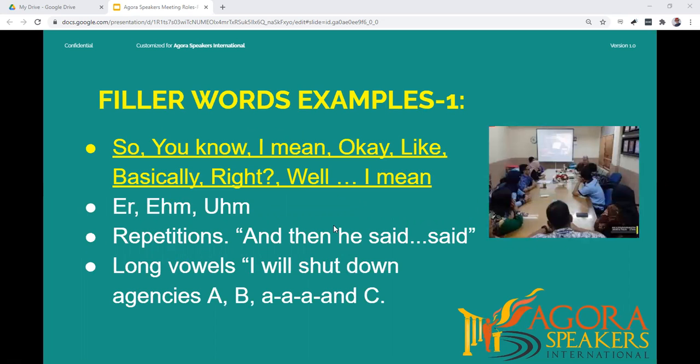Repetitive use of words such as so, you know, I mean, okay, like, basically, right, well, I mean, can become very distracting. Some of the most common filler words are and which are often used when we're thinking about what to say next. It often is best to pause instead of using this type of word.